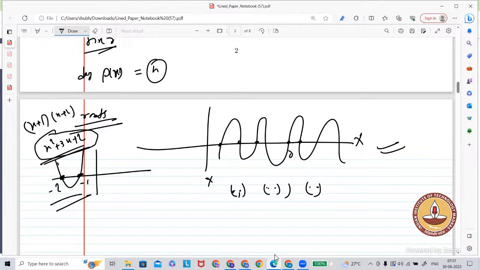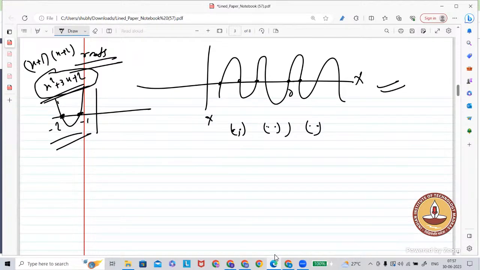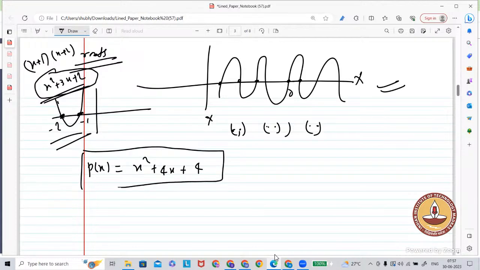Now after doing the roots, suppose you have a polynomial, p(x) is equal to x square plus 4x plus 4. This is also a quadratic, but we can think of it as a polynomial. A quadratic is also a polynomial, and it matches the definition of a polynomial, but it is a quadratic. So if you do the factoring, as we know, you can write it like this.